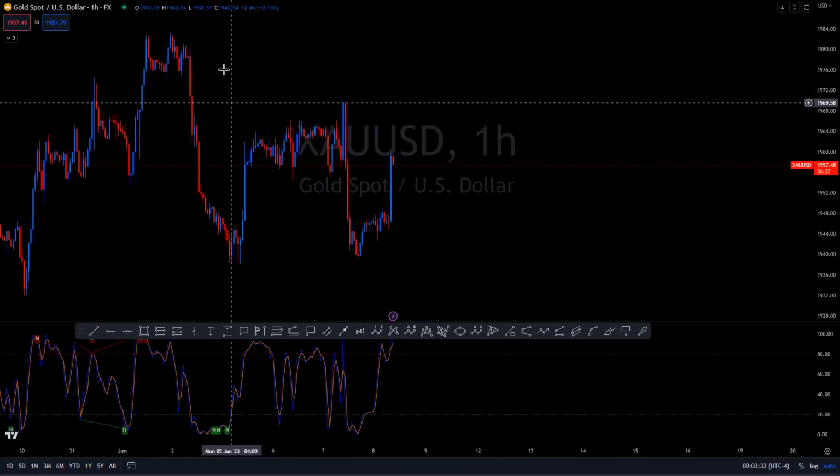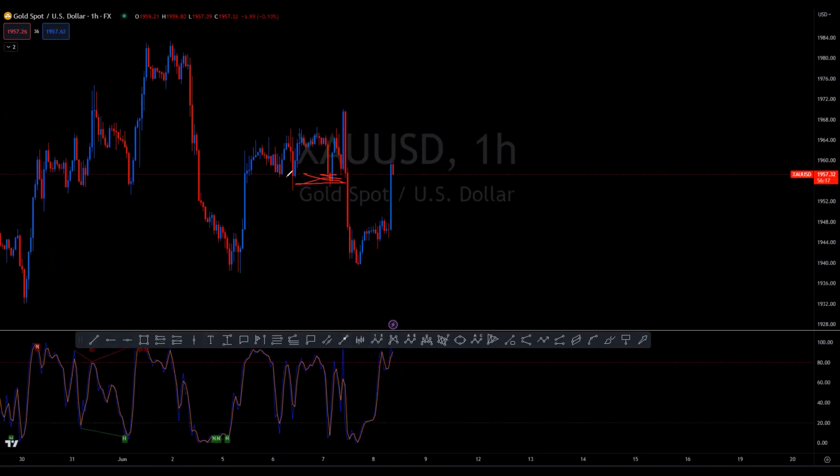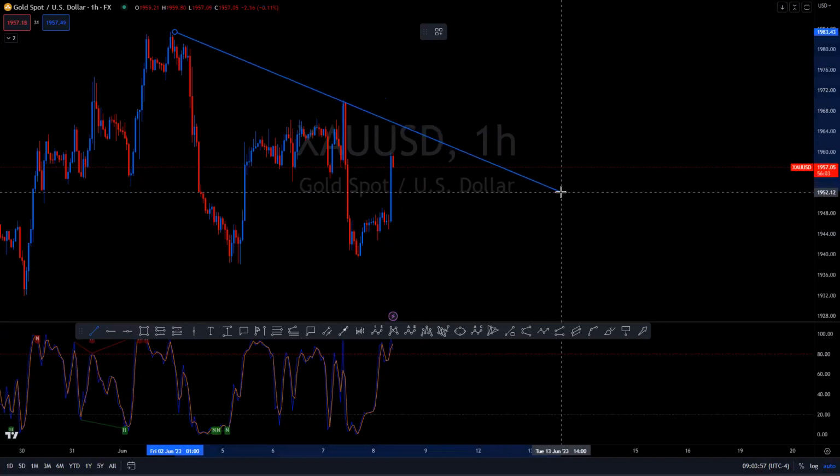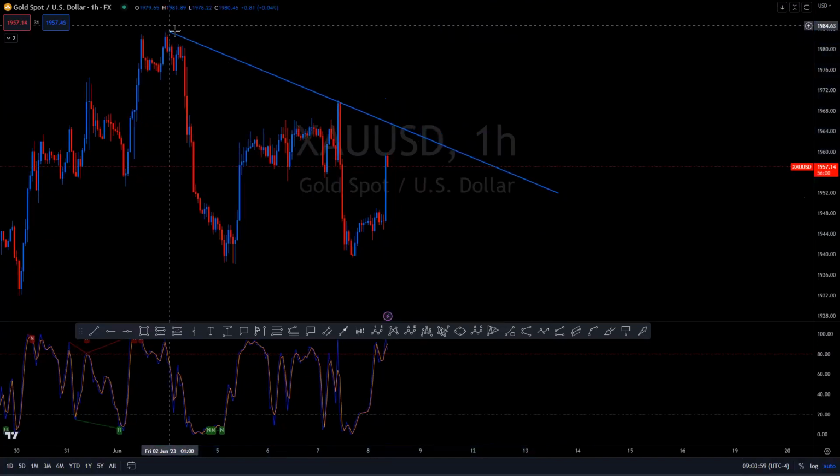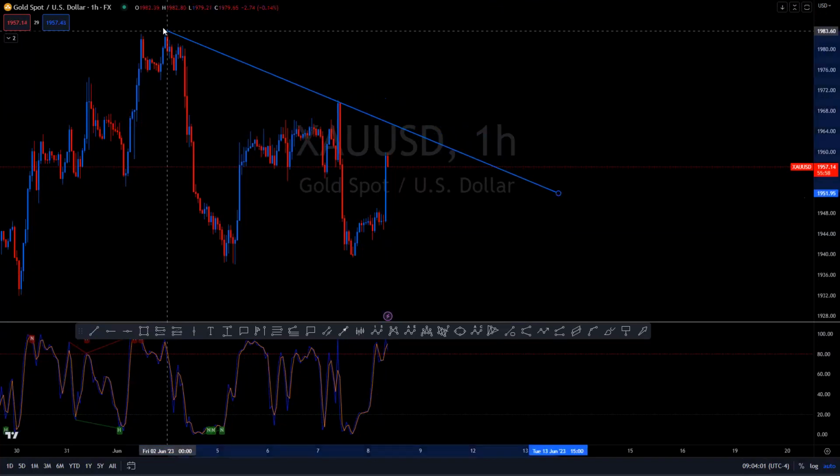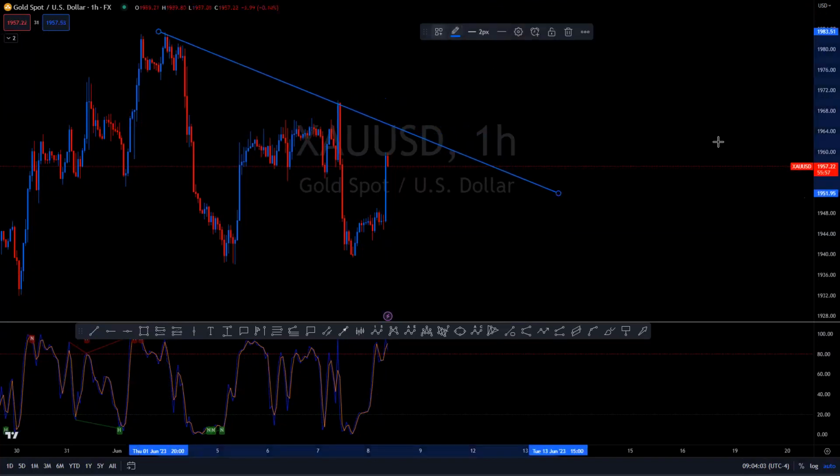So what we're going to do is focus on what is the overall trend. We could see that price has broken previous lows. So it's really clear to see that price is overall bullish in this fashion. So we're going to go ahead and take a trend line and just draw this. Just a simple trend line. That's what we're going to put.